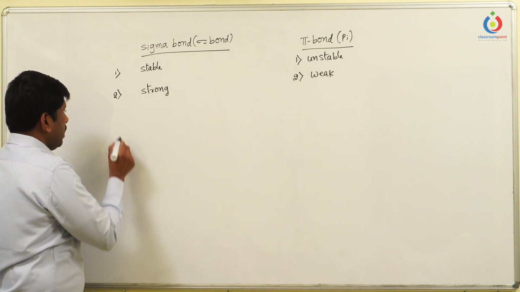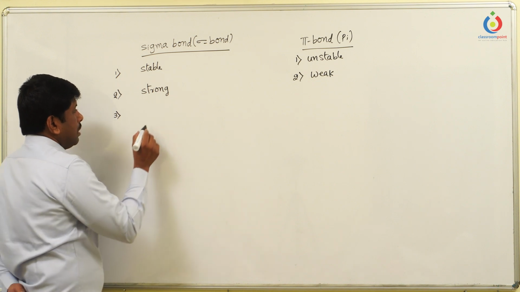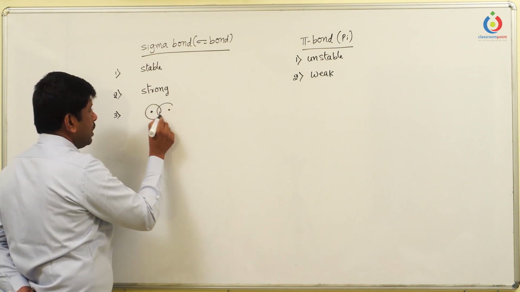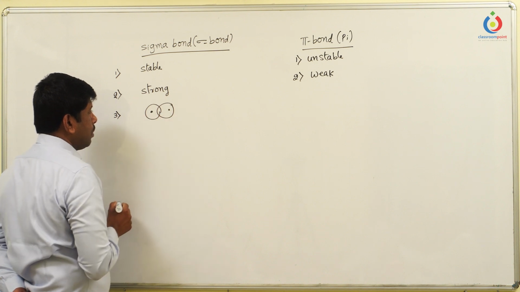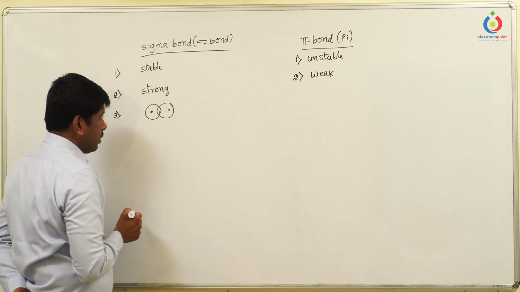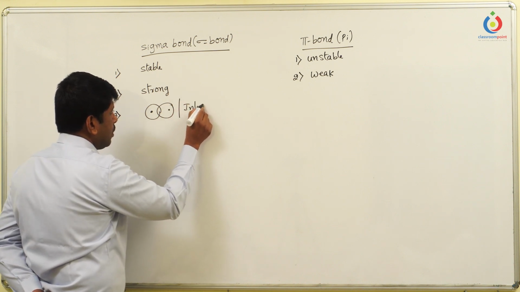The question is, why is sigma bond a strong and stable bond? Because sigma bond is formed along the internuclear axis, so that nucleus concentrations are more over the bonded electrons. Hence, it gives the stability as well as the strong strength to the bond. So, this takes place along the internuclear axis.